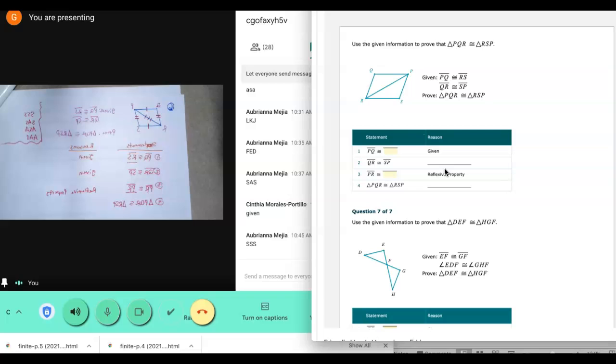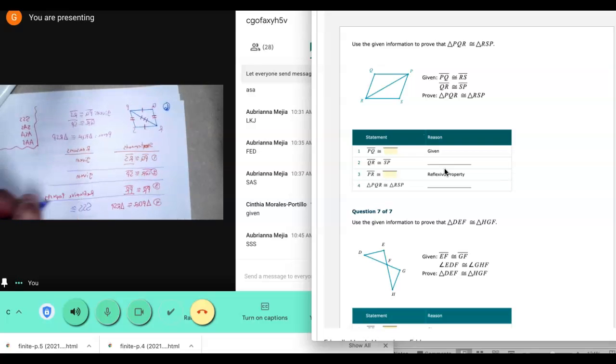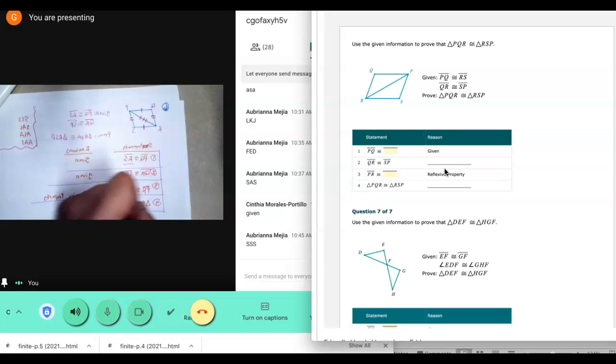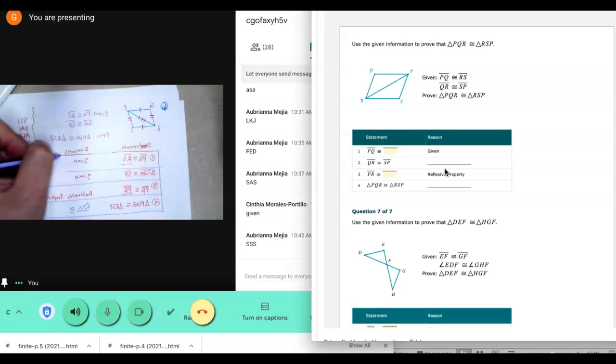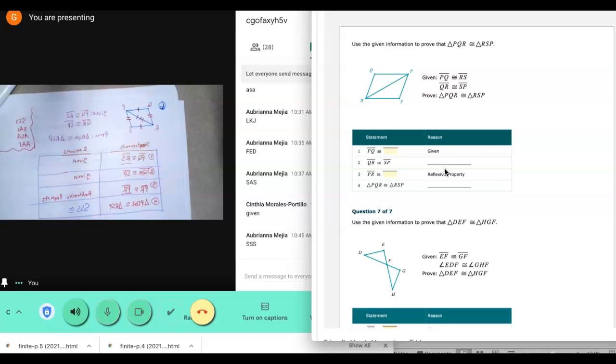Oh, yep, good stuff. I see that there, Brianna. So thanks for chiming in. It's side, side, side congruence, guys. Triangle PQR is congruent to triangle RSP by side, side, side congruence. And you can draw in some lines if you like. Make it like a full-blown table if you like. Technically a 2-column proof.